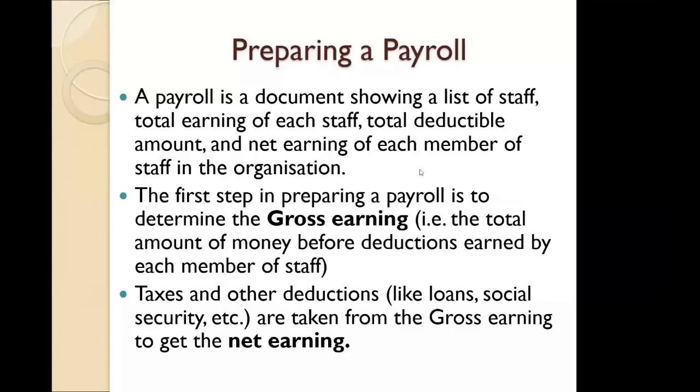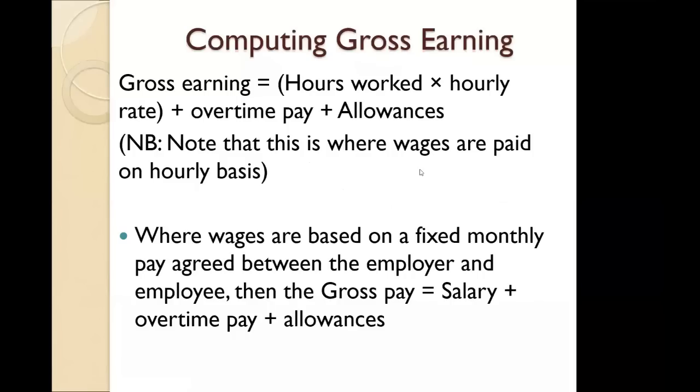So generally, gross earning is the number of hours you have worked times your hourly rate. In Ghana, we are paid salary, but elsewhere, people are paid by the hour. So the hours you work times your hourly rate plus your overtime pay if you did any overtime, plus any allowances. These allowances are money paid directly to you. They are not the same as the tax allowance. Tax allowance is treated differently because it is not money given to you.